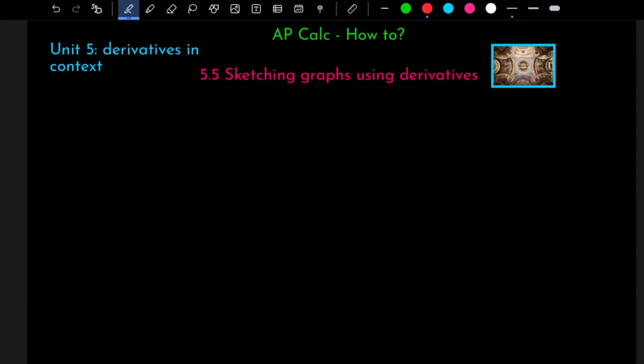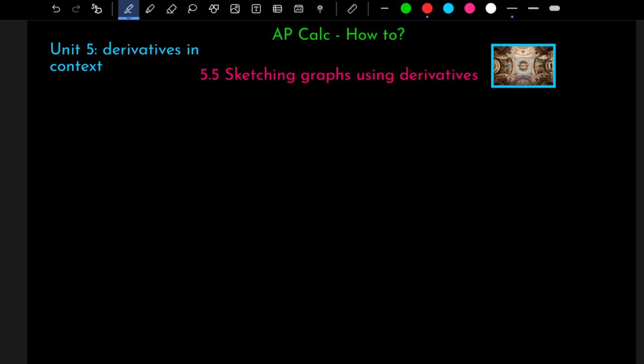Today we're going to be combining everything we've learned about the first and second derivatives to sketch graphs of functions without even needing a graphing calculator. So, this is one of the most tested skills in the AP Calc exam, especially on FRQs. We will review this strategy and then walk through 3 full examples together.